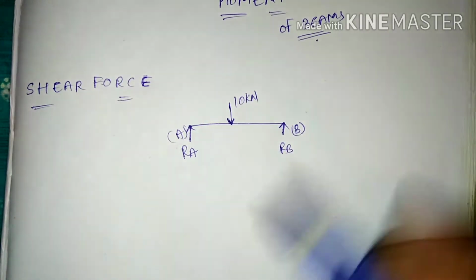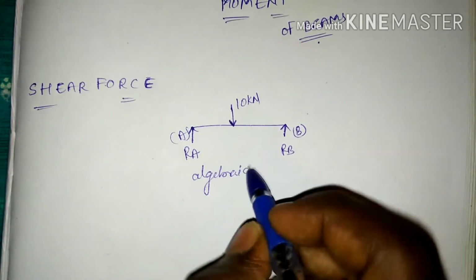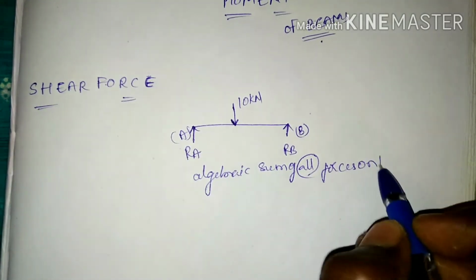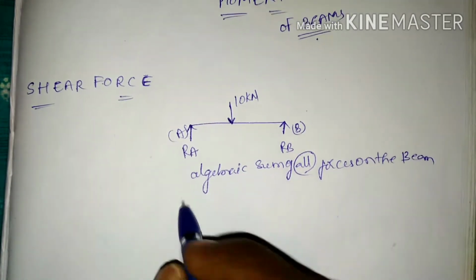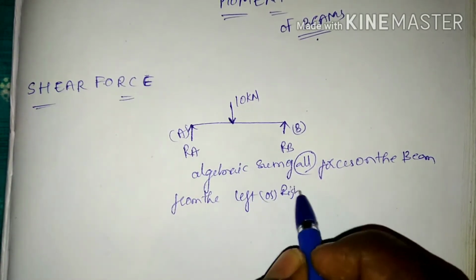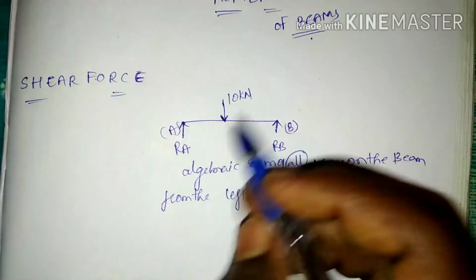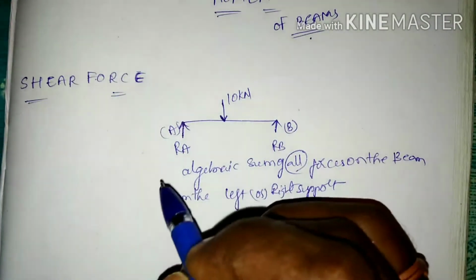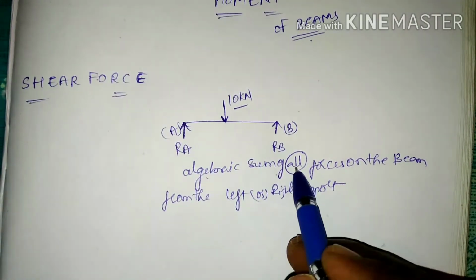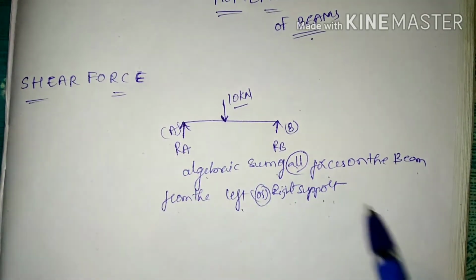What is the shear force for this? It is the calculation, or algebraic sum, of all forces on the beam from the left support or right support. Here, RA is one force, RB is another force, and this 10 kN is another force. Algebraic sum of all forces on the beam from the left or right support of the beam.